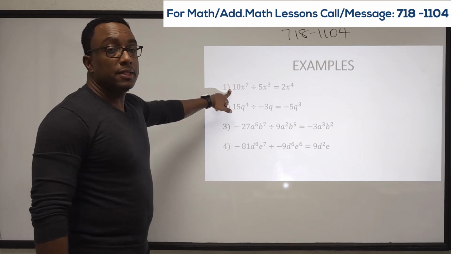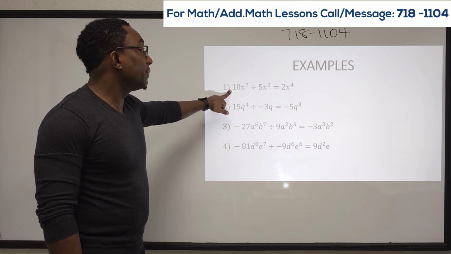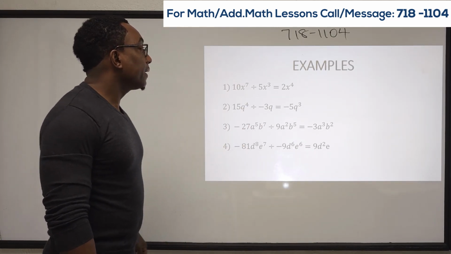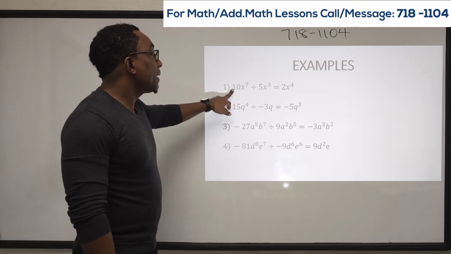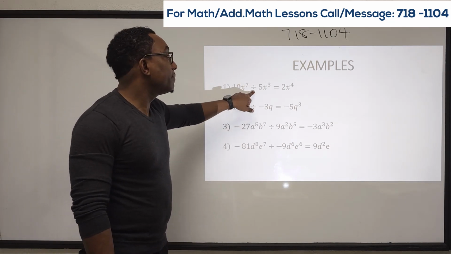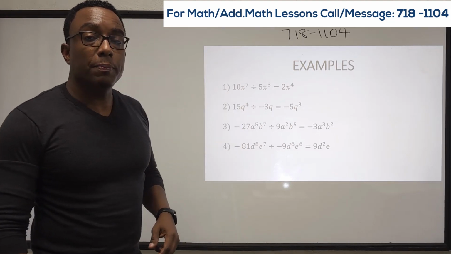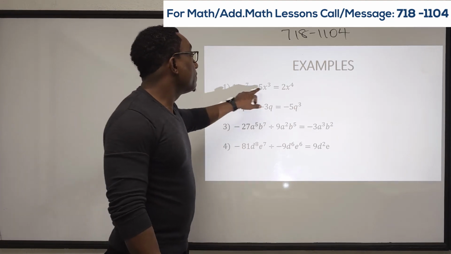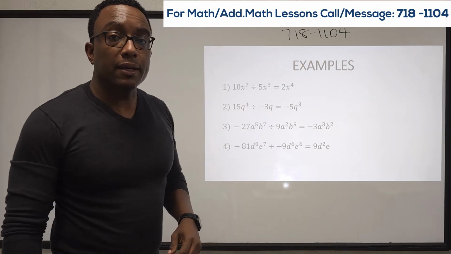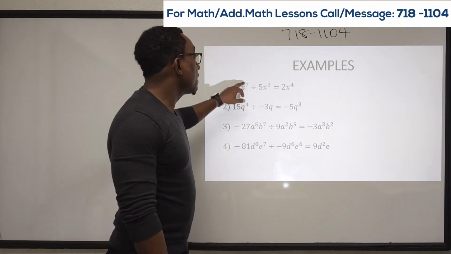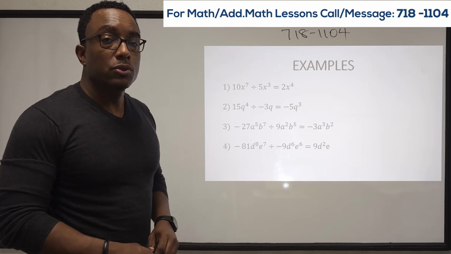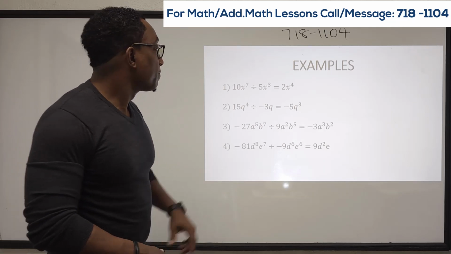If we have positive 10x to the power of 7 divided by 5x to the power of 3, I can divide my coefficients. 10 divided by 5 gives me 2, and x to the power of 7 divided by x to the power of 3. Once you have the same variable, you maintain the variable x, and the powers you subtract. So 7 minus 3 gives us 4, 2x to the power of 4.